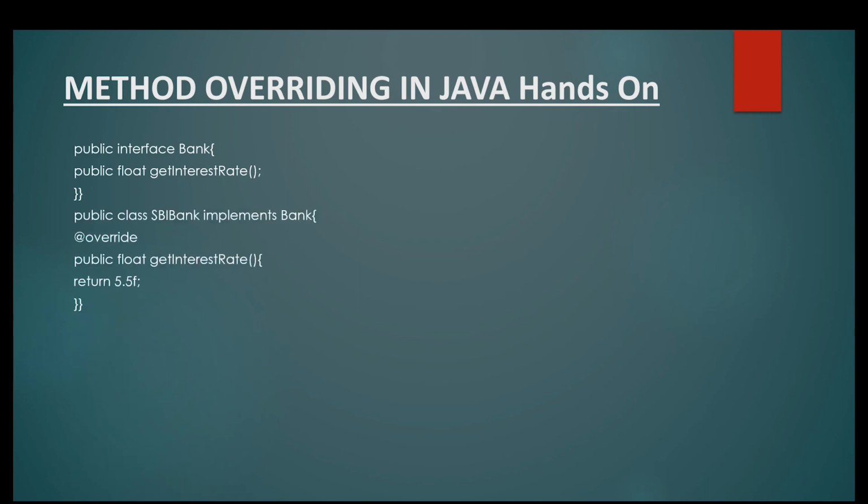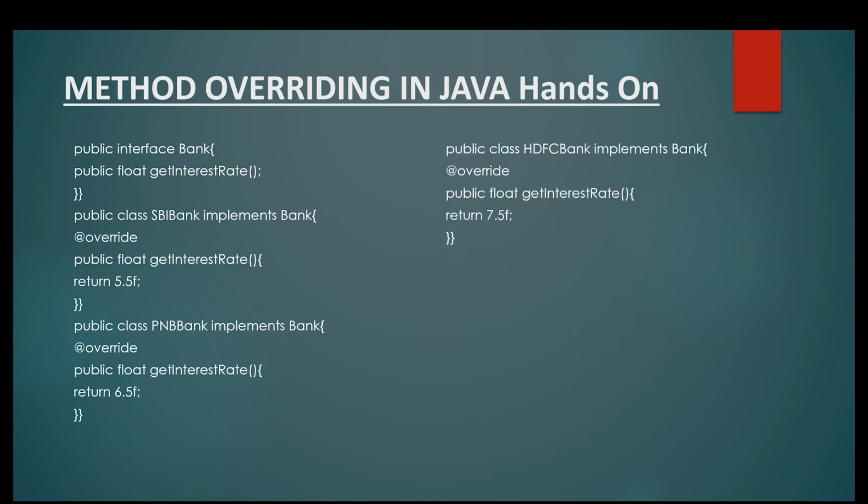So I'm writing a class SBIBank which implements the Bank interface, and we are overriding the getInterestRate method available in the Bank interface, and returning the float value 5.5. The next class we write is PNBBank, where we return 6.5, overriding the same method from the Bank interface. In the third case, we write HDFCBank and return 7.5 float. Now, to understand this concept of method overriding, we'll write a class which has a main method, and then we will explore these classes.